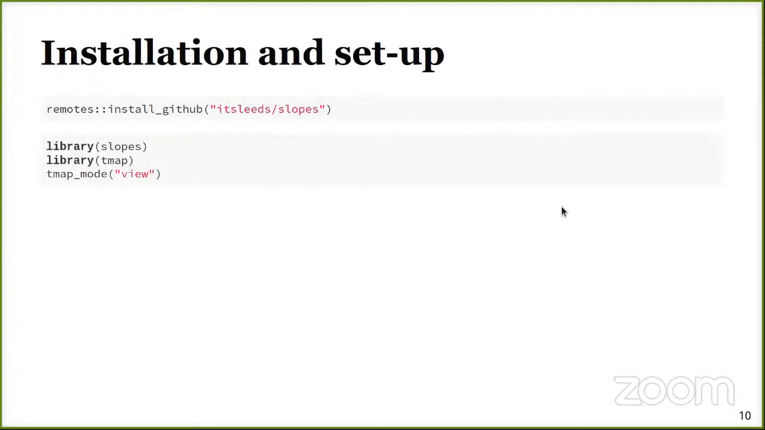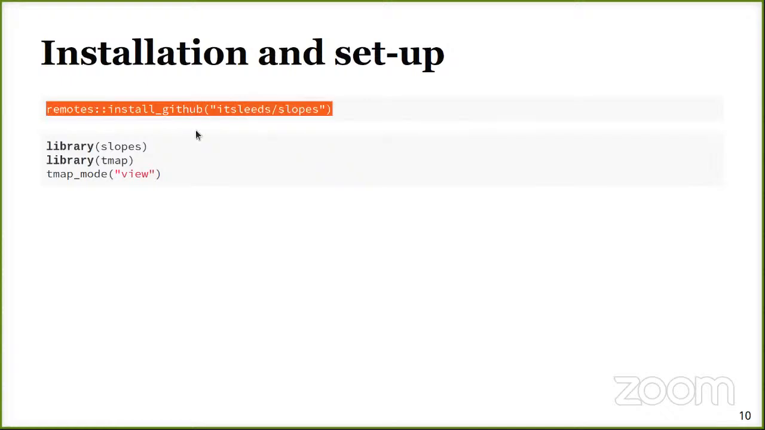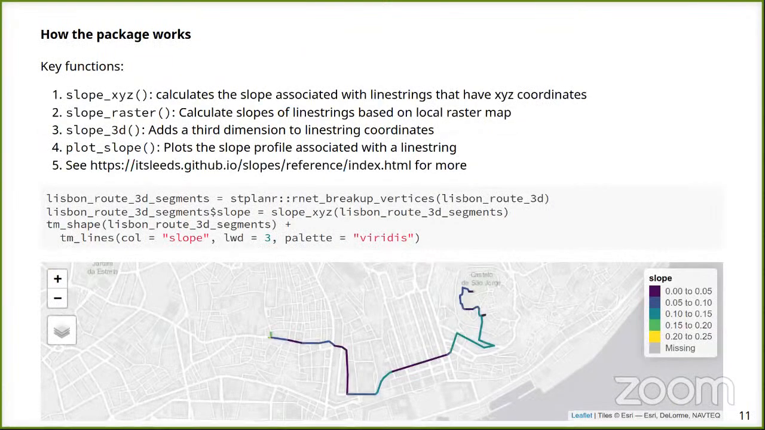Okay, so getting on to the details of the package, it's not currently on CRAN. We definitely plan to publish this on CRAN, but currently you can install it from GitHub. So this exists on the ITS Leeds GitHub organization, and you can install it with this command and then load it the usual way, library slopes. And then for the purposes of this presentation, we're also going to be using the tmap package for data visualization.